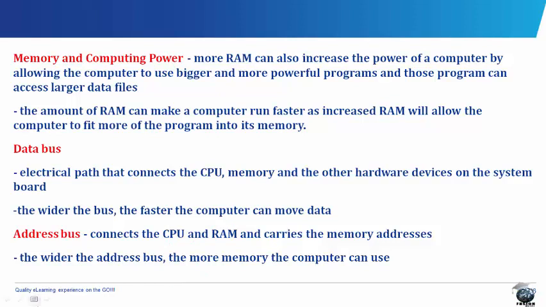The data bus also affects it. The electrical part that connects the CPU, the memory, and other hardware devices on the system board is called a data bus. The wider the bus, the faster the computer can move data. Imagine that you're trying to transfer a group of school children from one place to another. If you have a larger school bus, more students can enter it, and that means that transferring them to and fro will be faster. That is how the data bus works.